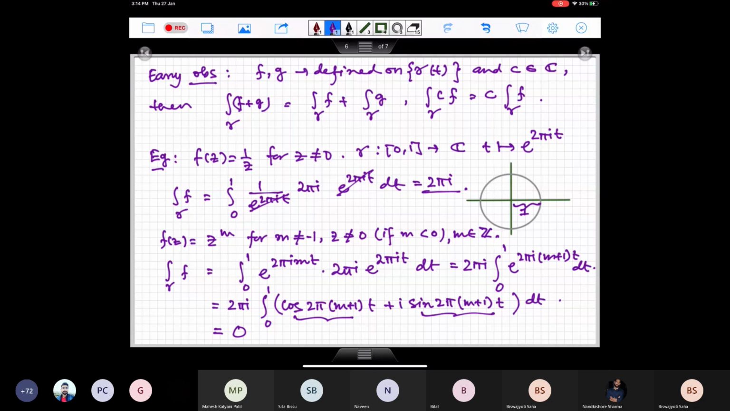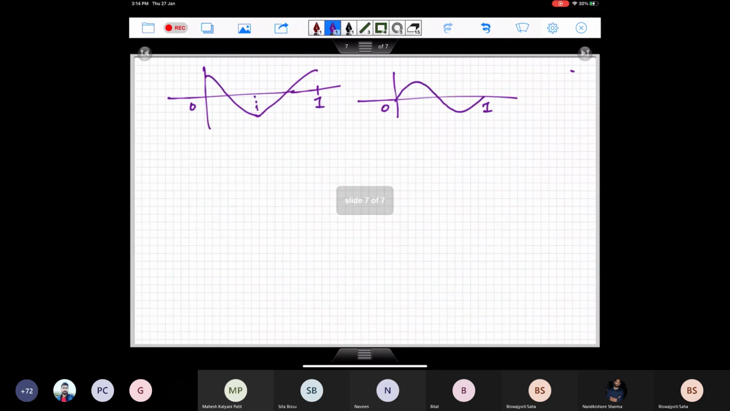So I was writing it in terms of real part and imaginary part, so that you directly use whatever you know for integration of real functions of a real variable, taking values in R. That's the only reason. Yeah, you could have done it. You get the same thing, of course. Okay, great.